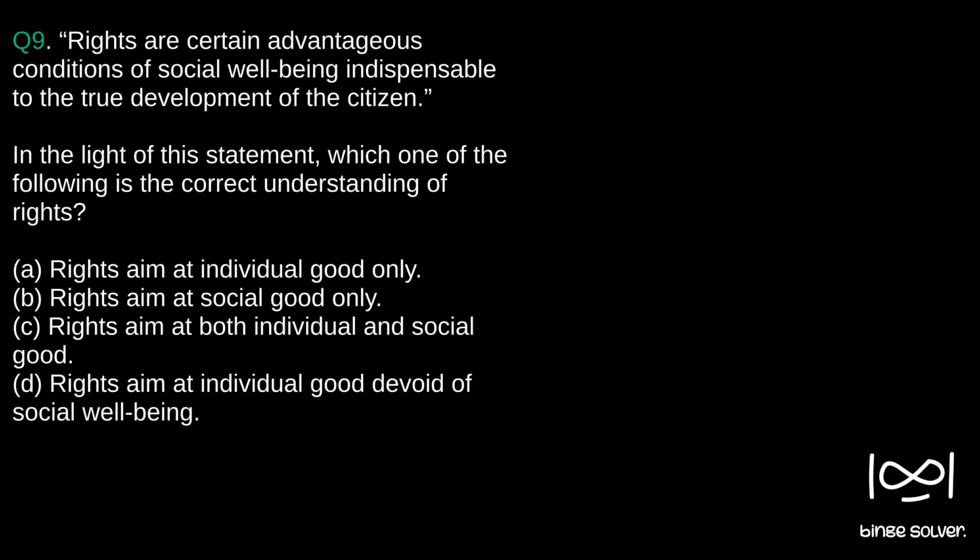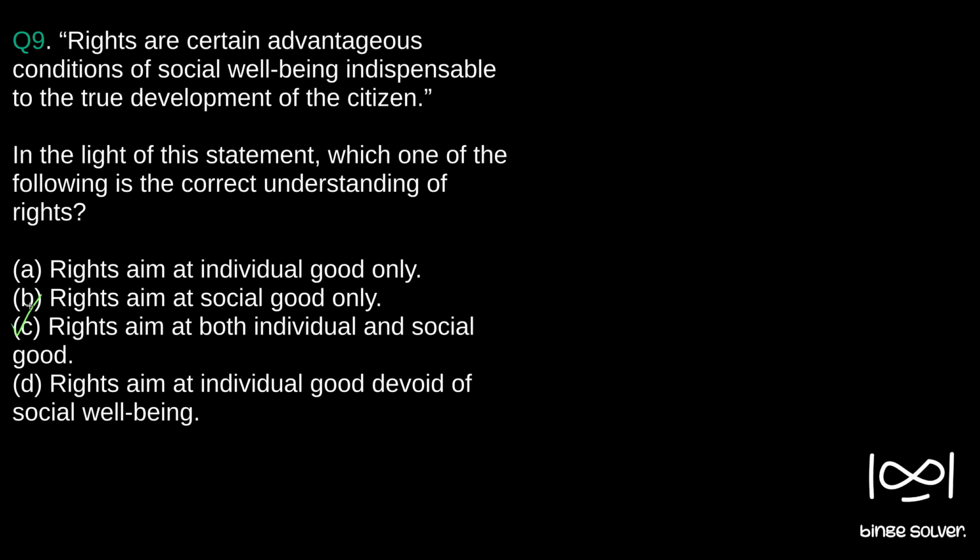So the first statement is, rights aim at individual good only. Second statement is, rights aim at social good only. Third statement is, rights aim at both individual and social good. Fourth statement is, rights aim at individual good devoid of social well-being. So from this we can clearly see option C is the right answer, since it talks about the individual's development and the social well-being, that means social good also. So rights aim at both individual and social good is the appropriate answer here.